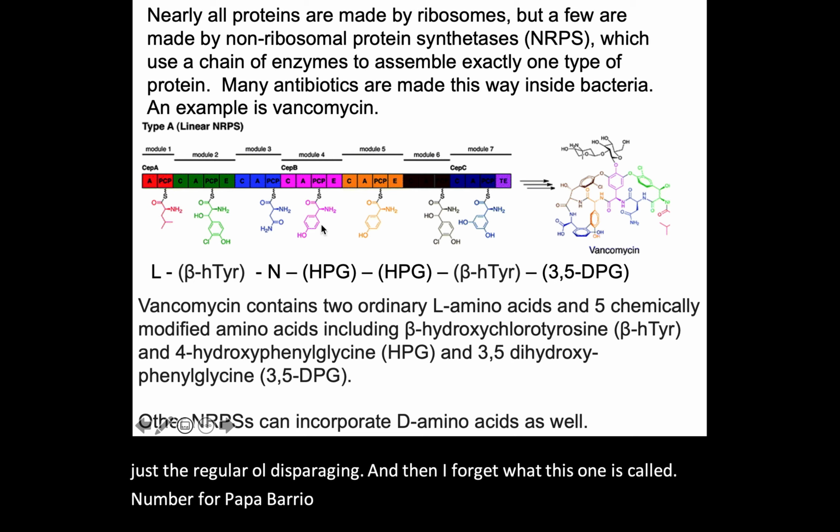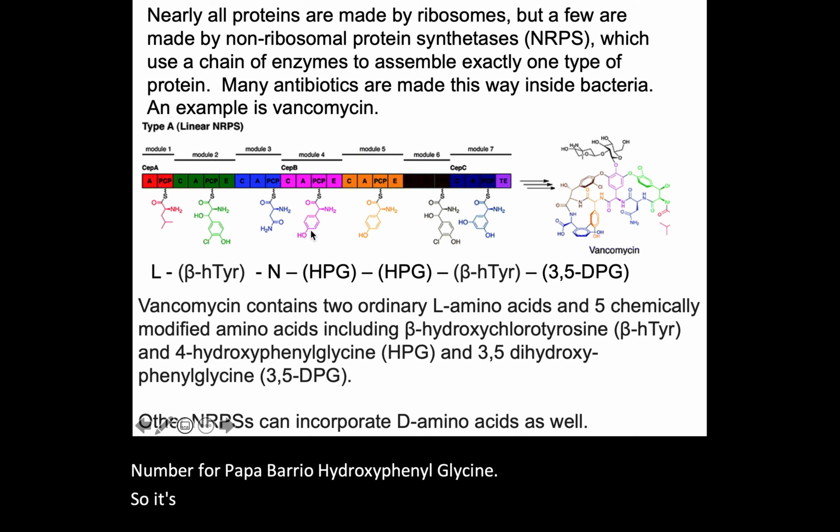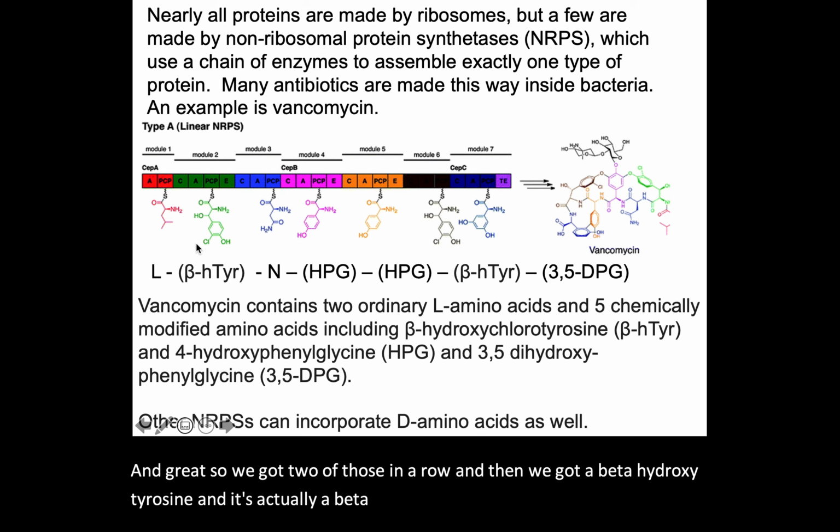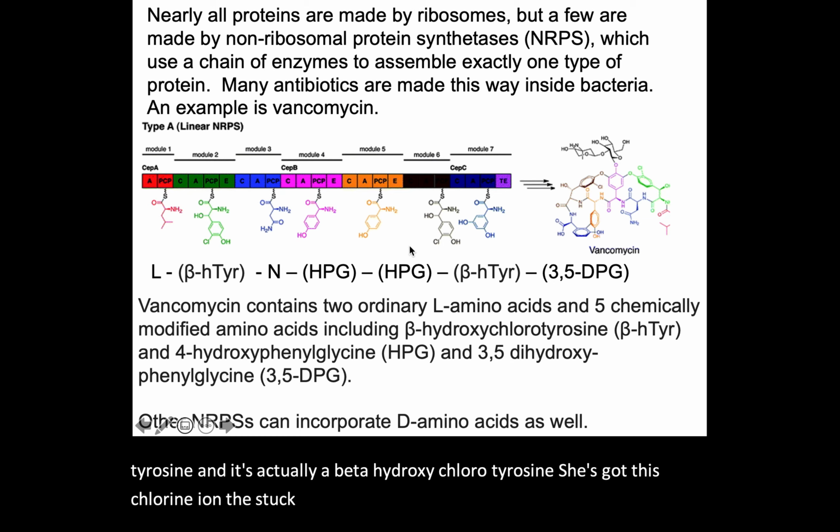Hydroxyphenylglycine. So it's not quite tyrosine, but it is kind of close. Hydroxyphenylglycine. And great, so we got two of those in a row. And then we got a beta-hydroxytyrosine, and it's actually a beta-hydroxychlorotyrosine. You can see it's got this chlorine ion that's stuck on there. And so there's another one of those.